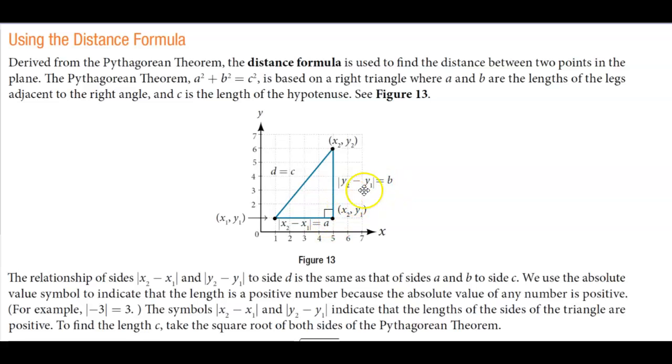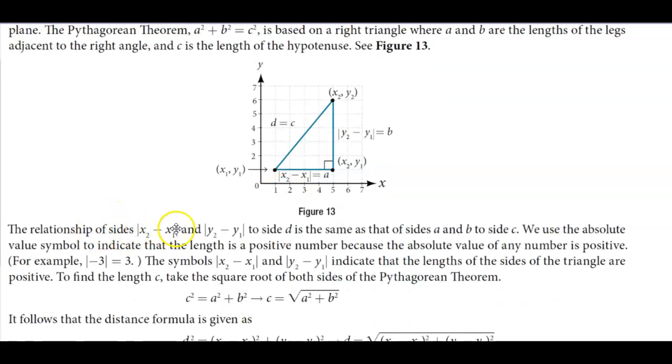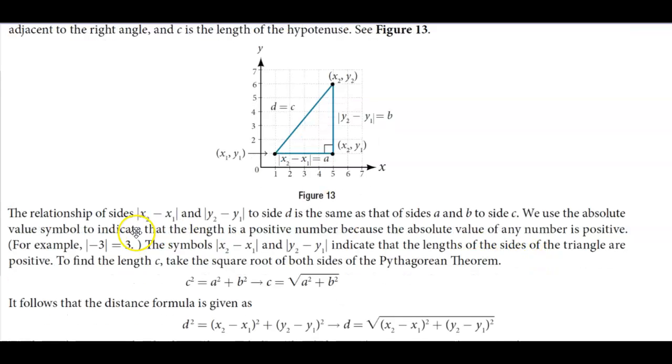So A and B are going to be the legs of the right triangle, and C, which is also D as far as distance is concerned, gives us the hypotenuse of that right triangle. Now again, the relationships of those sides to side D is the same as that of sides A and B to side C. Again, we use the absolute value symbol to indicate that the length is a positive number, because the absolute value of any number is positive. So for example, the absolute value of -3 is equal to 3. Now the absolute value means that the distance from -3 to 0 is 3. So again, the symbols here indicate that the lengths of the sides of the triangle are positive.